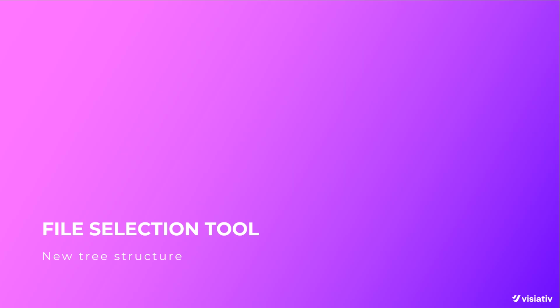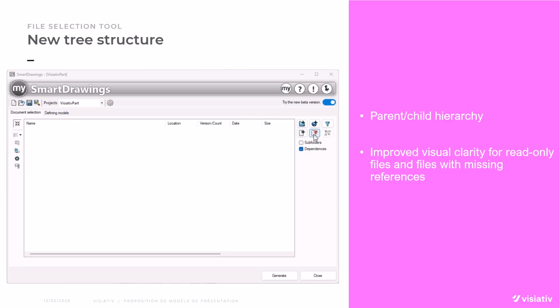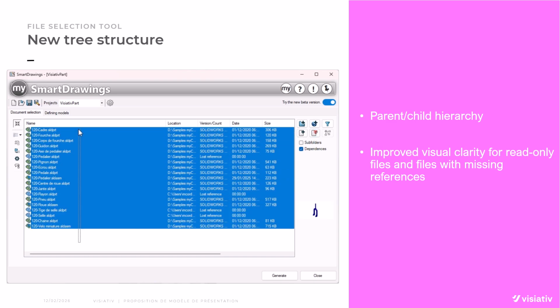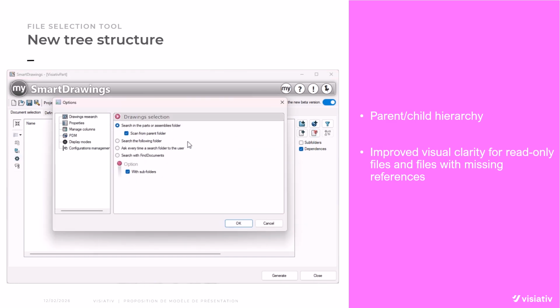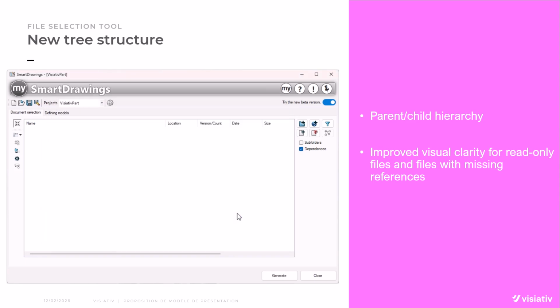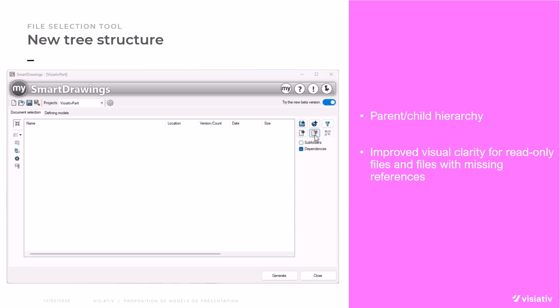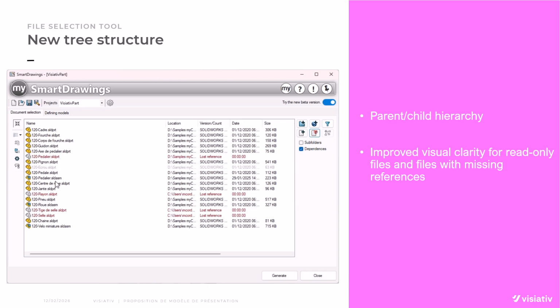We now move on to a new feature concerning the file selection and the addition of an option to obtain a tree view. As we can see in the video, we'll go from a flat visualization to a tree visualization. So this will allow the user to have a much clearer visualization, but also through the color code, they'll be able to have a visualization of files whose reference is lost or read-only files. Thus, they'll be able to modify before launching the operation, restore the link to reference, or remove read-only.